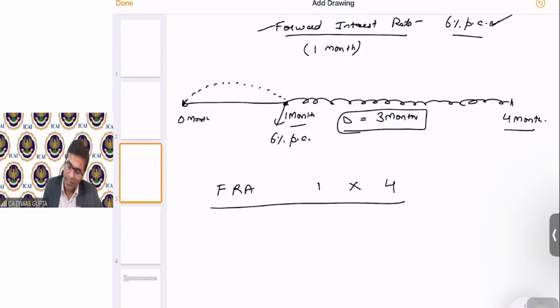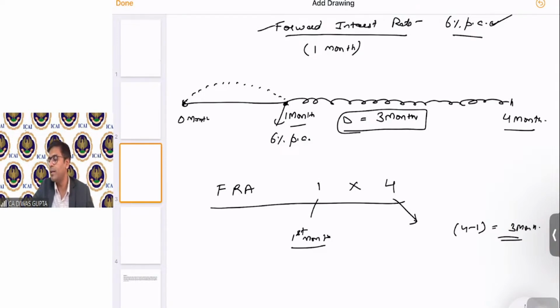So one is actually the starting period of that loan, or let's say investment. So in this case, first month it is starting. Then you add the duration of that loan and arrive at the ending month, which is fourth. So 4 minus 1 is equal to 3 months. Correct? Which is the duration. I hope it is agreed. It is understood, students.